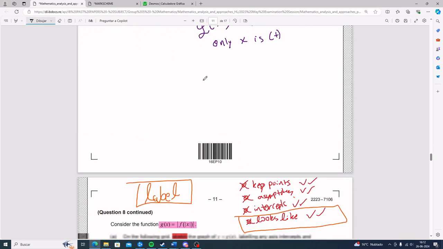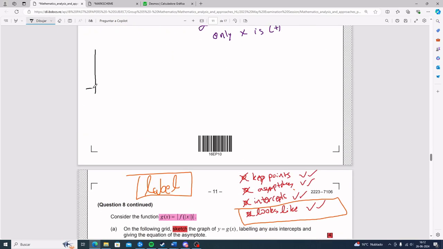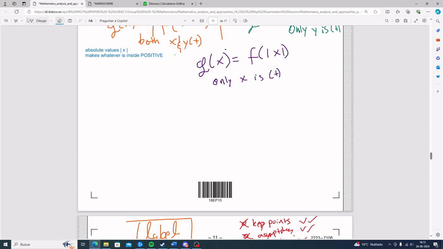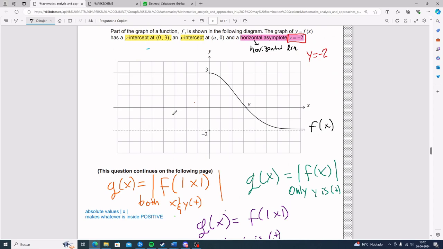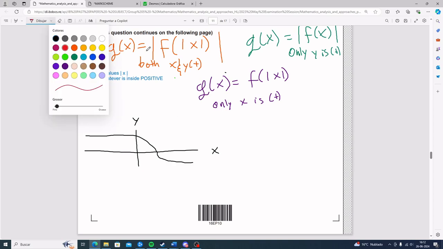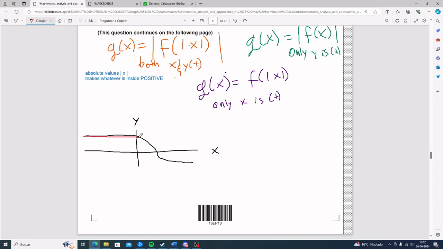Because your original looks something like this, that goes boom, boom, boom, boom, touches, and then keeps going down. And actually, let me put it in red just so we understand that this is my function. So this is your OG.